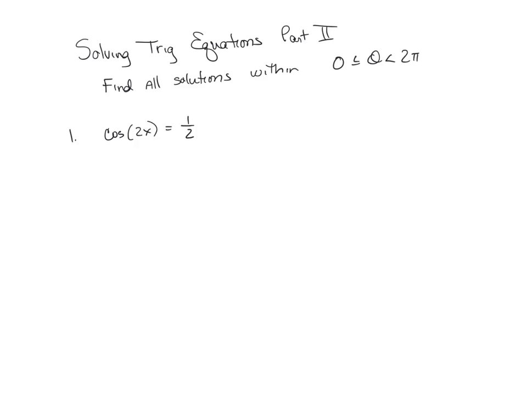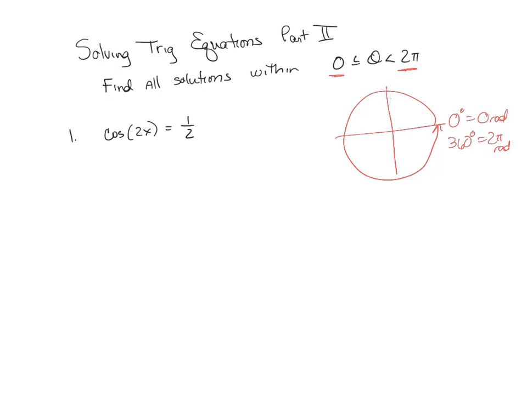Here are some other harder trig equations which we need to solve. Remember, we are looking for all solutions between 0 and 2 pi. That would be going around the unit circle once. Remember, you start out at 0 degrees, which is equal to 0 radians, or 360 degrees, which is 2 pi radians. And we want all the solutions within that one loop around the unit circle.